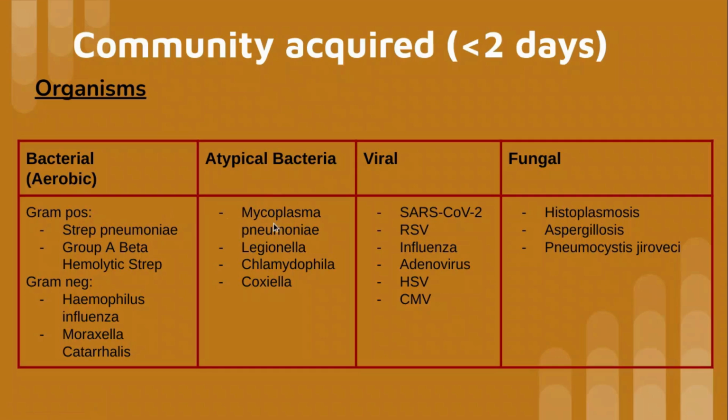Then we have the atypicals. They are not the typical classic pneumonia organisms. So we have Mycoplasma pneumoniae, Legionella, Chlamydophila, and Coxiella. You can keep that in your mind. Then you also have viral: SARS-CoV-2, COVID, RSV, influenza, adenovirus, HSV, and CMV, cytomegalovirus. So these are the viral causes of community acquired. The person brought it from the community. Then we have fungal, also not that common: histoplasmosis, aspergillosis, and pneumocystis jirovecii. So these are the organisms. At least you need to know the bacterial ones, and you need to know some or all of these.